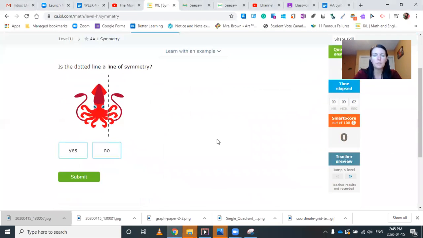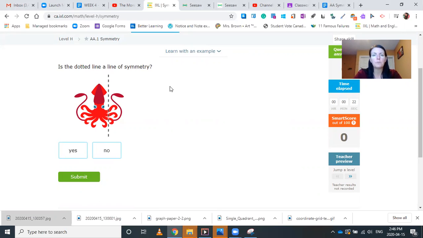I have posted notes on your outline, so check those out, print them out, have them accessible on a different tab, however works for you guys, and then look forward to your Zoom lesson. We'll have one today. All right, so is the dotted line a line of symmetry?